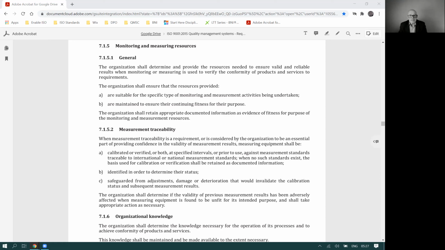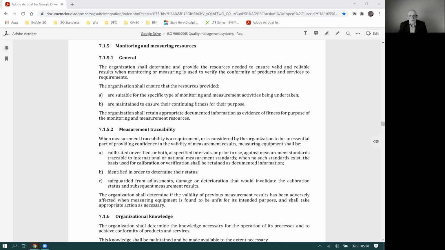Let's look at the criteria in detail. When measurement traceability is a requirement, that's the traceability element, or is considered by the organization to be an essential part of providing confidence in the validity of measurement results, measuring equipment shall be A, calibrated or verified, or both, at specific intervals or prior to use, against measurement standards traceable to international or national measurement standards. When no such standards exist, the basis used for calibration or verification shall be retained as documented information.